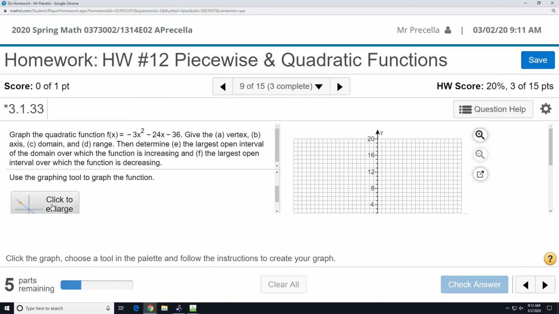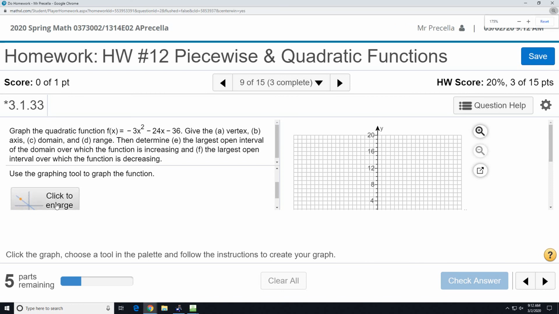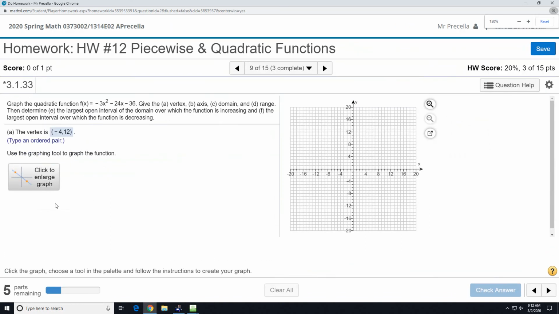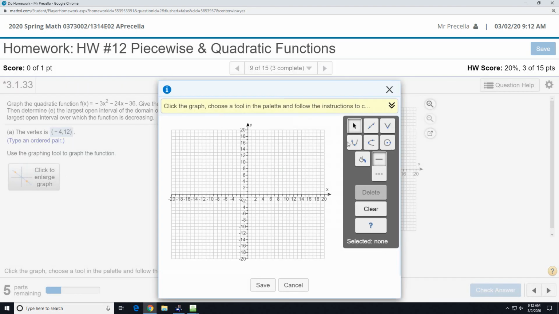Now they want us to draw the graph. What did you do? Did you use the pop out? Well, either way, if we're going to use it, you still got to click to enlarge. Oh, look, it's only letting you go up 20 and down 20. See, that's why you can't plug a, theoretically, if you were doing it by paper, you could plug a 0 in and get a -36, but not here.